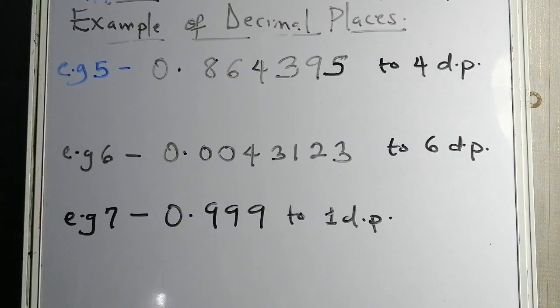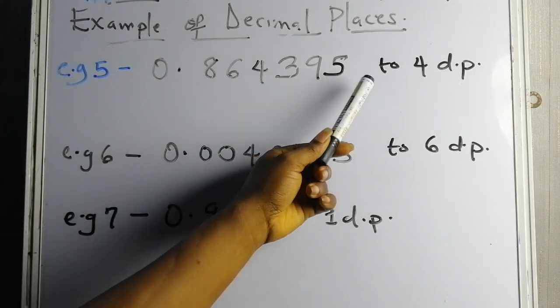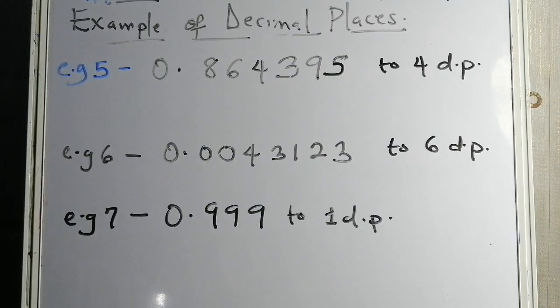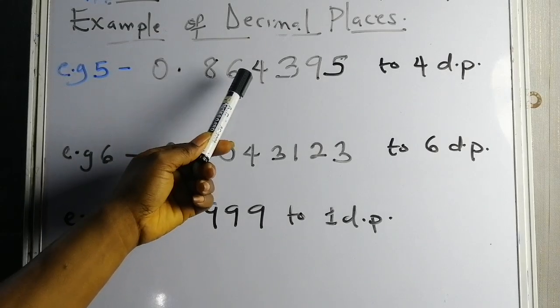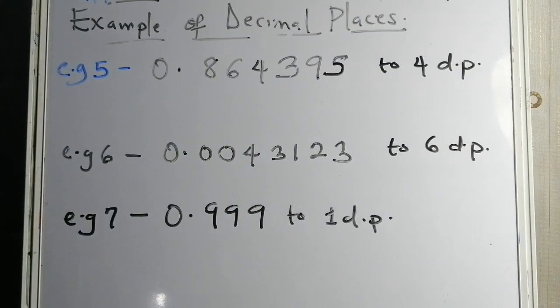That is 6 decimal places, but the example says to 4 decimal places, and I've told you that the short form of decimal places is DP. Most times you might not see it in full. So now all you need to do is count 1, 2, 3, 4. That's where they want you to stop. So what is the next figure after that 4th decimal place? It's 9. Okay, and 9 is more than 5. So if it is up to 5 or more than 5, approximate 1 to the next figure.